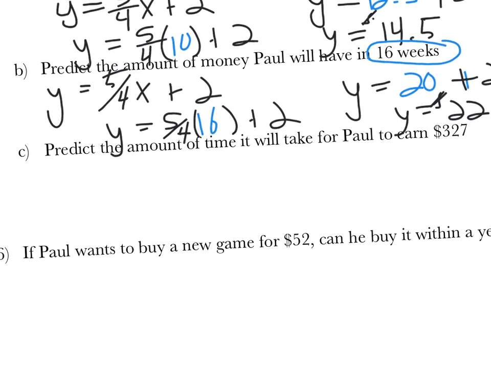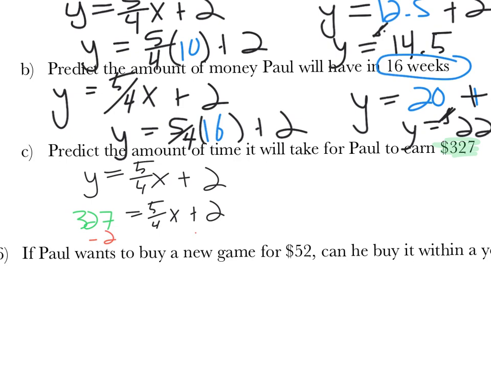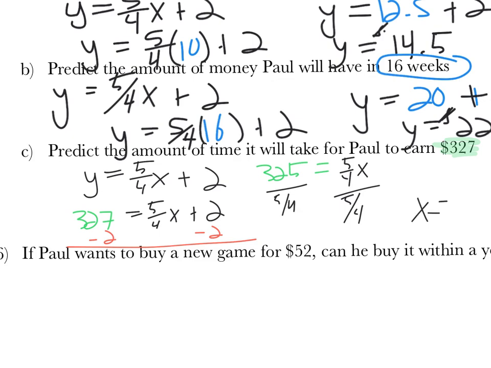C is just a little bit different. If you notice, we're given the money. So in this case, we are still going to use our same equation, but it doesn't give us the number of weeks. It actually gives us how much money he has, and the question is, how many weeks will it take him to earn the $327? So we are going to plug in $327 for y and solve for x. This one is a little bit more work, but nothing that we can't handle. We're going to subtract 2 from each side, and we are going to end up with 325 equals 5/4 x, and we're going to divide both sides by 5/4, and we are going to end up with x equals 260 weeks. That's a lot of time to earn $327.